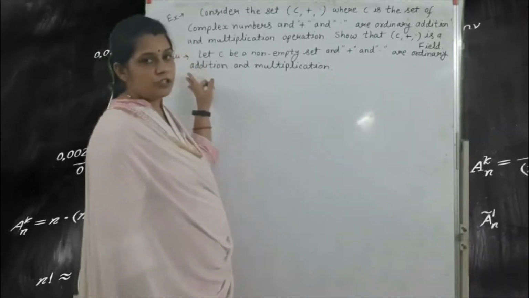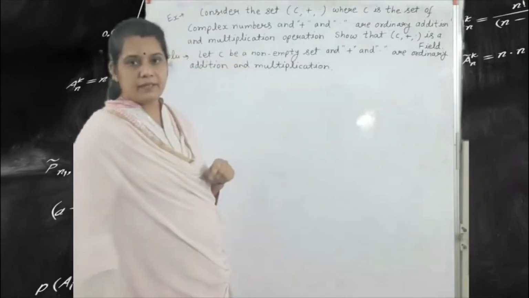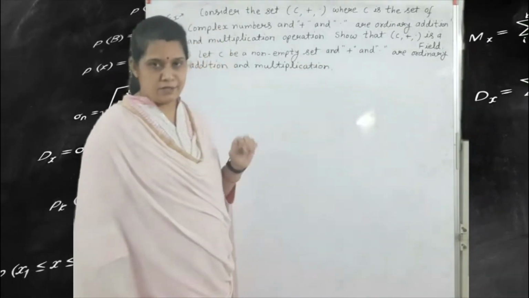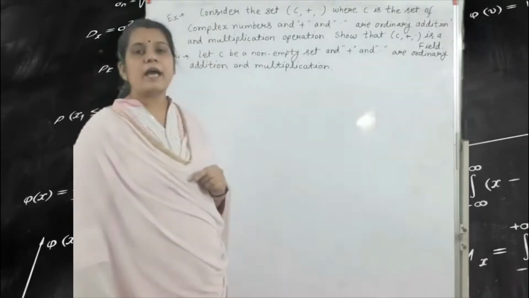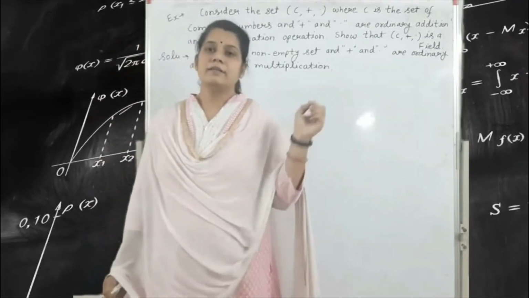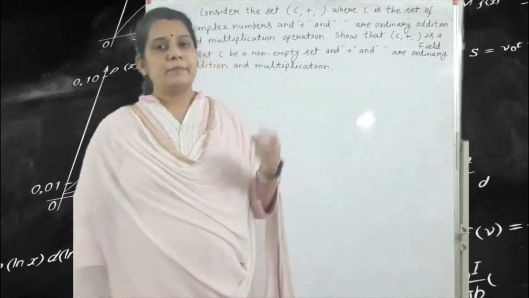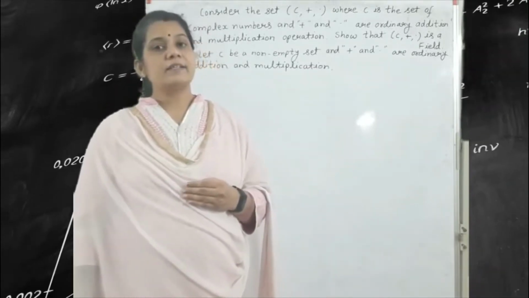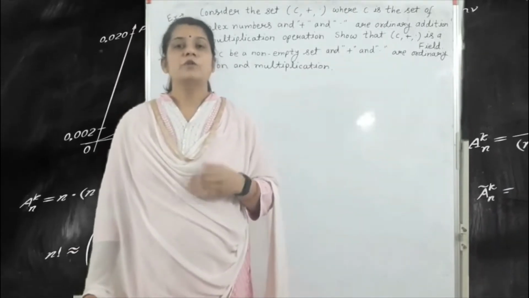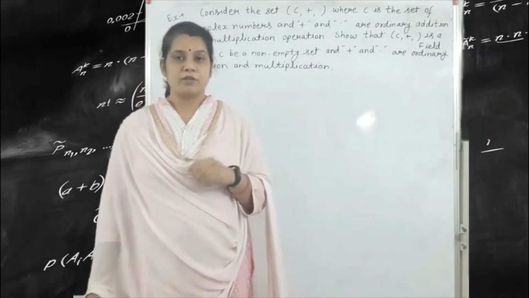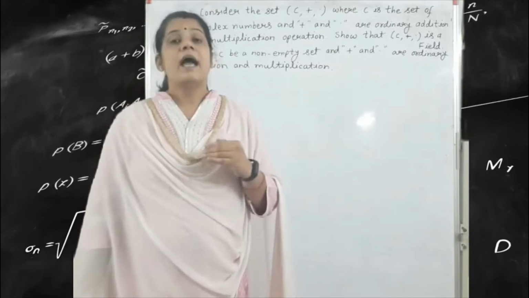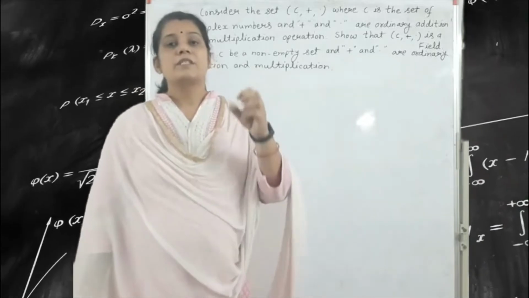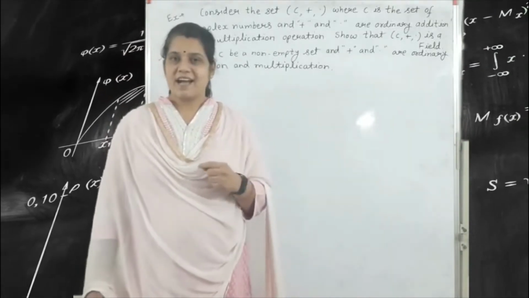Okay. So here the solution is: let C be a non-empty set, and plus and multiplication dot are ordinary addition and multiplication. So we take the elements one by one and we find out the closure property, associative property, existence of identity, inverse and the commutative property. If (F, +) and (F, ·) satisfy all these 5 properties, then we can say that this is an abelian group, and after that we find out the distributive law. Okay, so let's start.